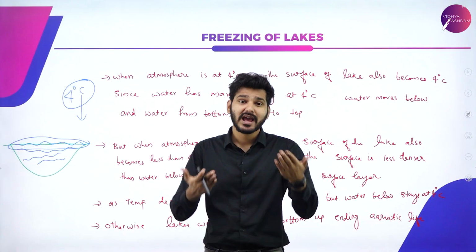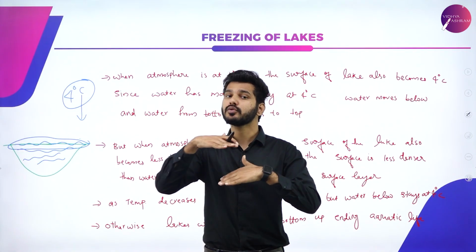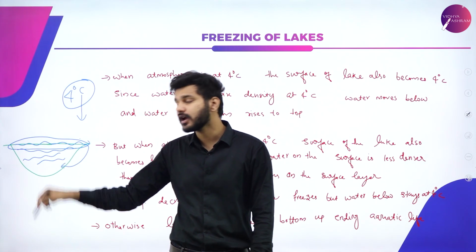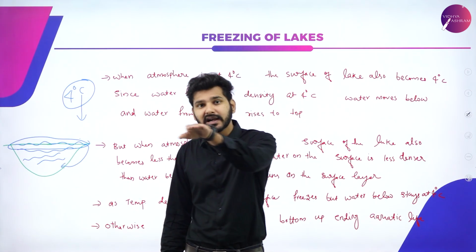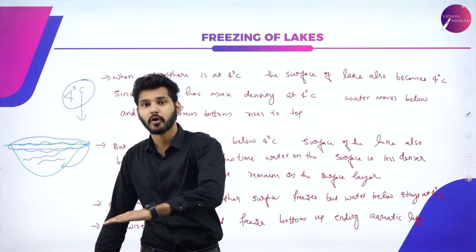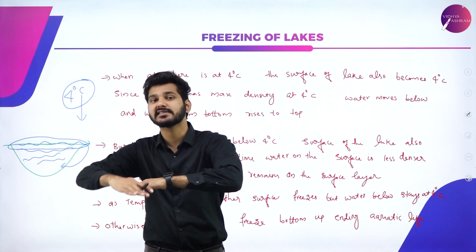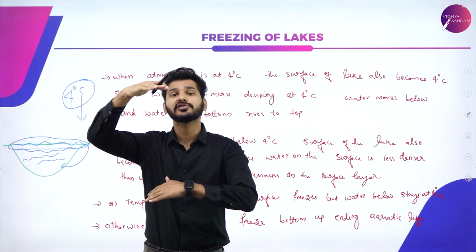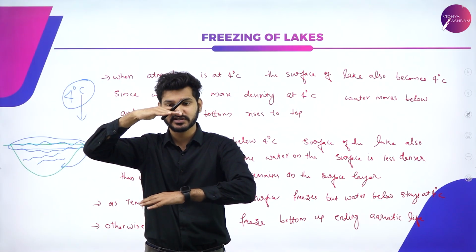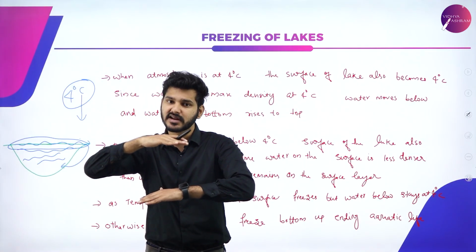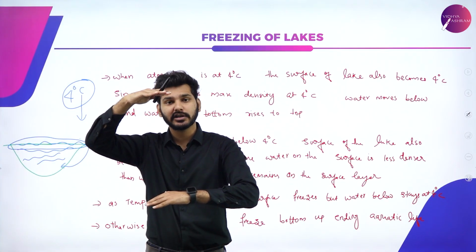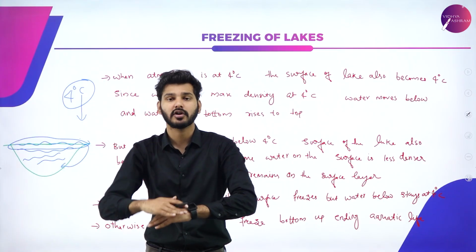You do know that less dense objects float. So this entire layer of water sinks down to the bottom, and the less dense region rises up. That region also gets cooled down to 4 degrees Celsius. It also becomes denser and denser and drops down. The other layer comes up, again cools down to 4 degrees Celsius, and it also drops down.